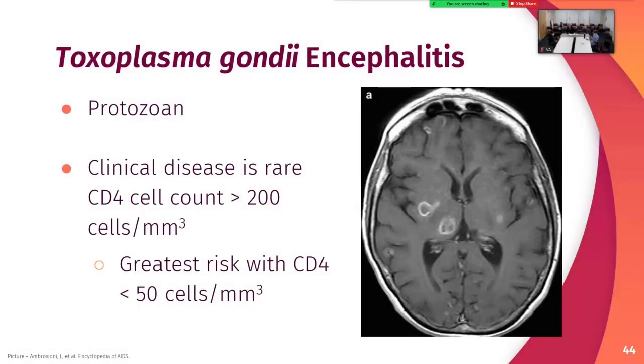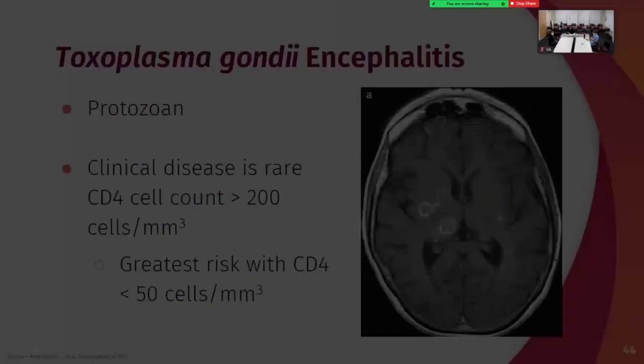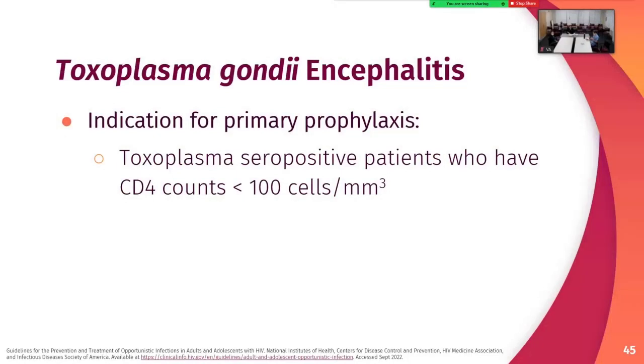Moving into our second opportunistic infection prophylaxis, Toxoplasma gondii encephalitis. So this is a protozoan. It's pretty rare in patients with a CD4 count over 200, with the greatest risk being in those with a CD4 count less than 50. Our indication for primary prophylaxis in these patients is for Toxoplasma seropositive patients. So they have to be seropositive to really be at risk for Toxoplasma, with a CD4 count of less than 100.